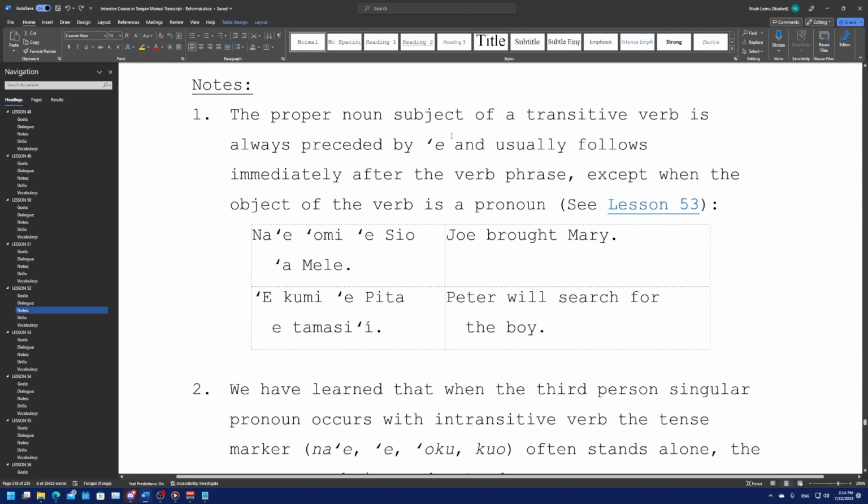So it's always preceded by the marker and usually follows immediately after the verb. They're saying that usually the subject goes after the verb at the beginning, and then the object goes after. It's usually because it can go the other way, and it's perfectly fine because of these markers. You can reverse SEO and amele. So Naomi amele SEO is perfectly fine. It's just this is more common.